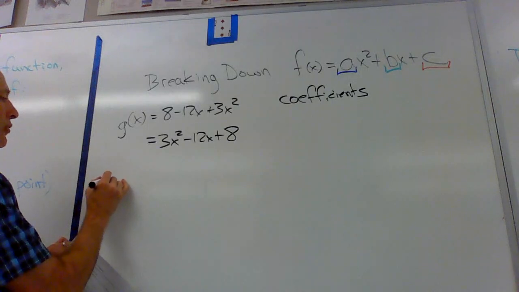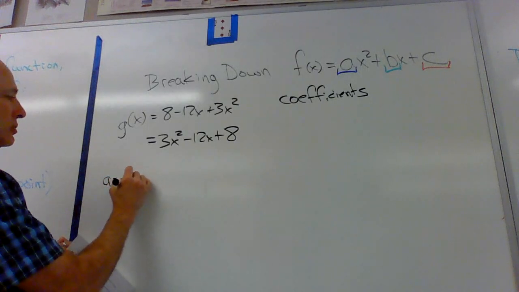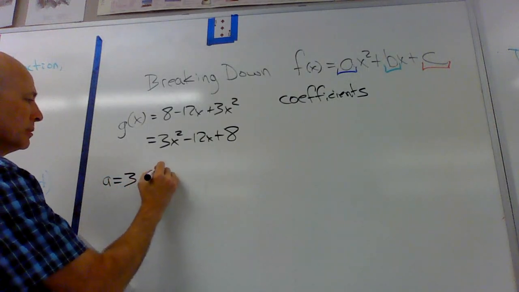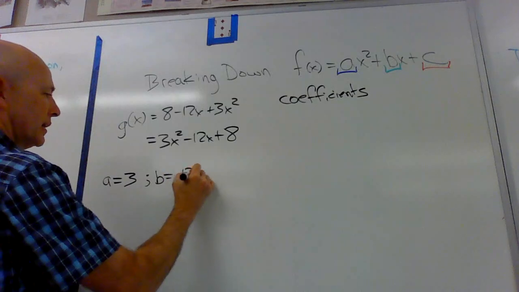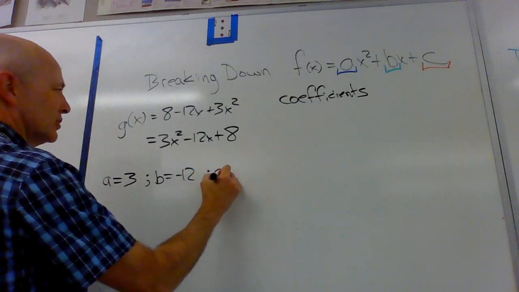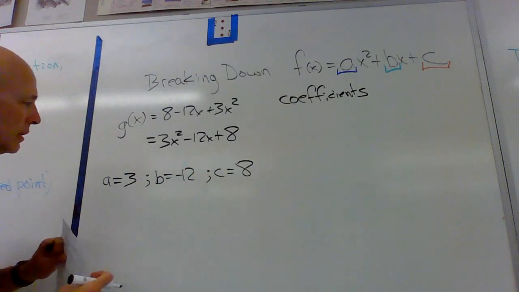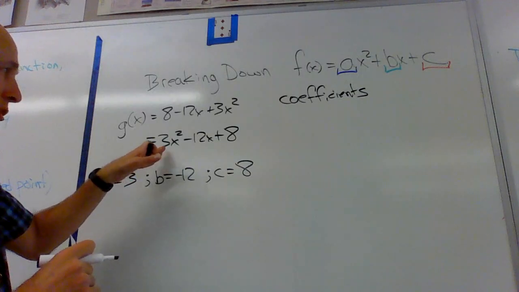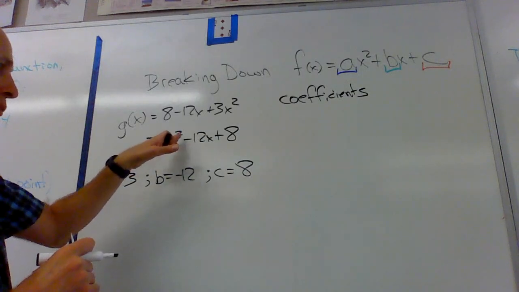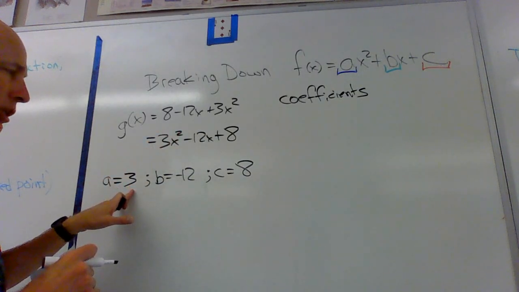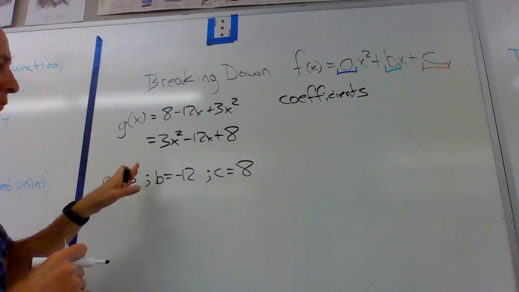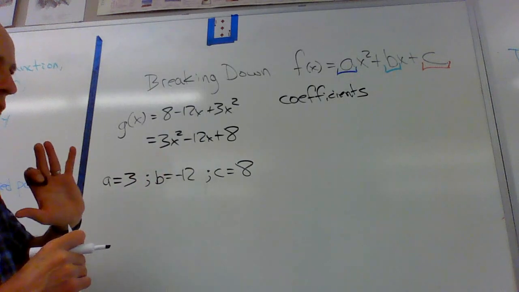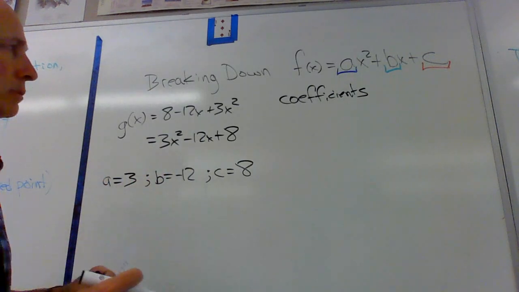And I'm going to identify that my a in this case is a 3, the b is a negative 12, and the c is an 8. I do not include the x's in there. This 3 is just a 3. The squared is on the x. The squared is not on the 3, so this is just a 3 that's there. If I try to include variables in there, it's going to be a disaster later.